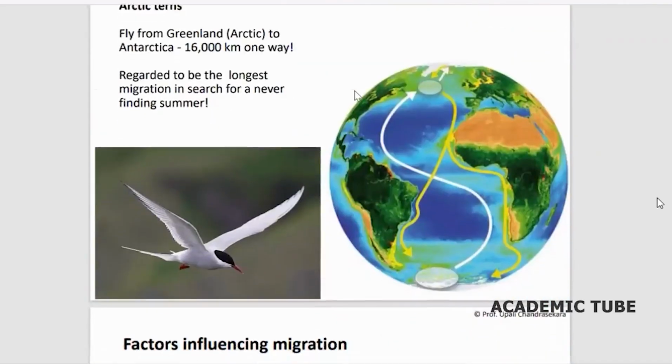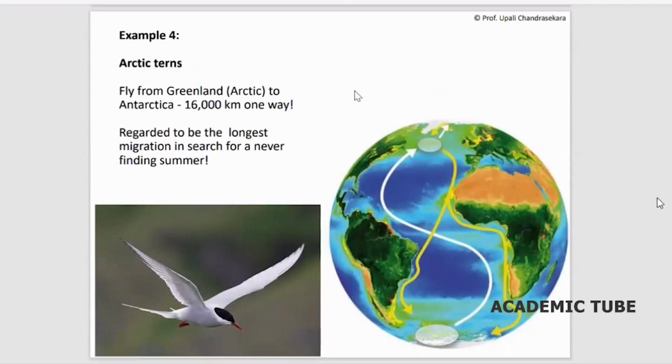Now another famous example, Arctic tern. It's a small bird, right? You know, it flies from Greenland here to Antarctica. You know, the flight distance is about 16,000 kilometers one way. 16,000. Right?